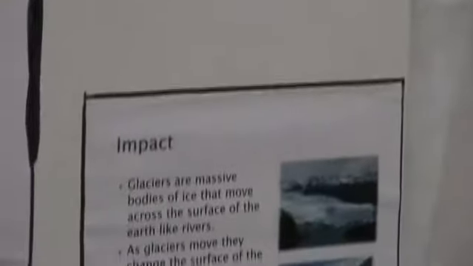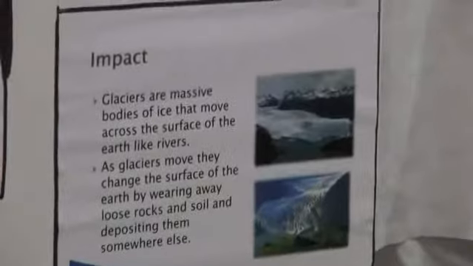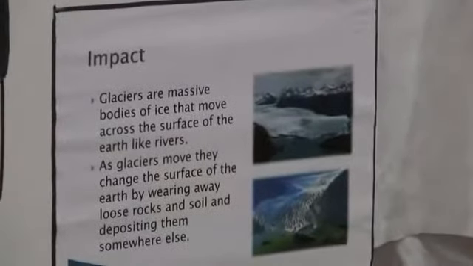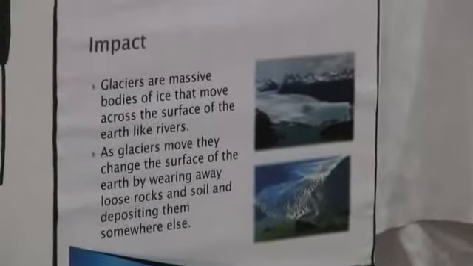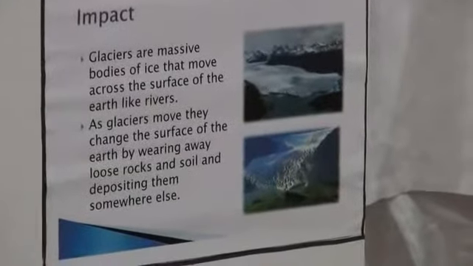Impact. Glaciers are massive bodies of ice that move across the Earth's surface like rivers. As glaciers move, they change the surface of the Earth by wearing away loose rocks and soil and depositing them somewhere else.